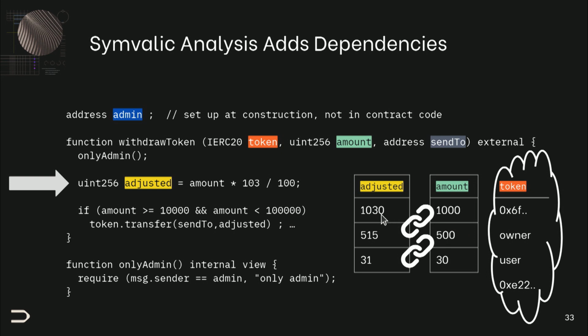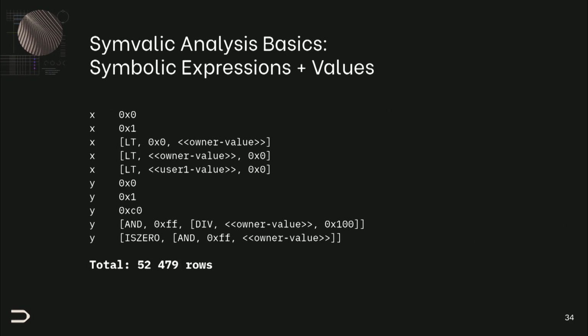So I will remember that 1030 is now coming directly from 1000. 515 comes directly from 500. I don't remember the same about token or about send to or about admin. I have anointed amount as a special variable that I will base dependencies on. That's the attempt to get scalability at the same time as precision.